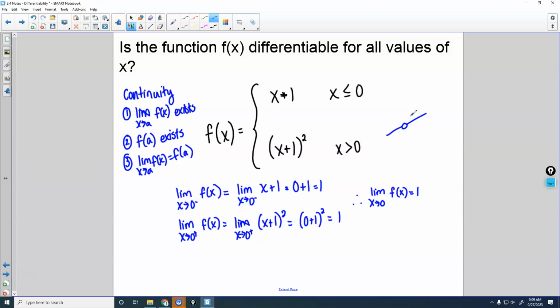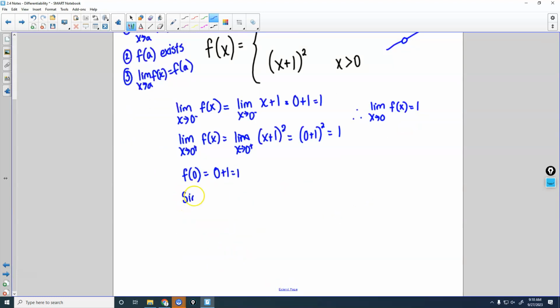So what we have to do is find f of 0, which is normally very simple. In this particular case, you're just plugging 0 into that top function, and you'll get 1 as well. And so we would say, since the limit as x approaches 0 of f of x equals f of 0, f is continuous at x equals 0.